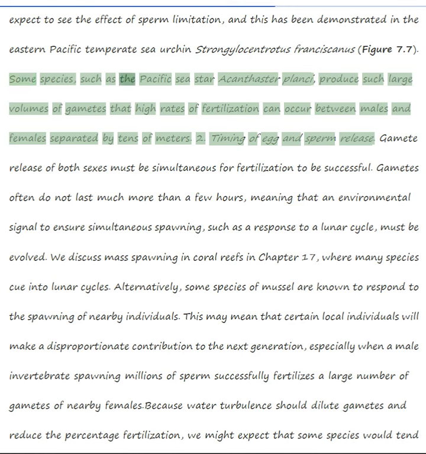Some species, such as the Pacific sea star Acanthaster planci, produce such large volumes of gametes that high rates of fertilization can occur between males and females separated by tens of meters too. Timing of egg and sperm release.